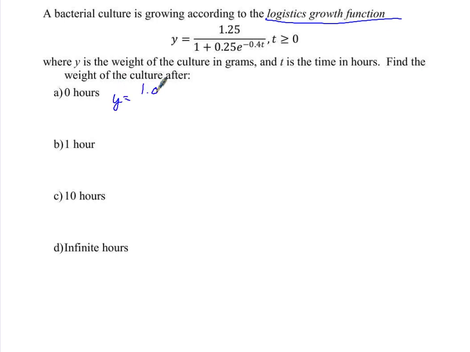So we have Y equals 1.25 over 1 plus 0.25, and then what happens here? E to the 0 is 1. So that's 0.25 times 1, which is just 0.25. So we simplify that, and we get 1.25 over 1.25, which is 1. So, weight of the culture in grams, that's 1 gram.